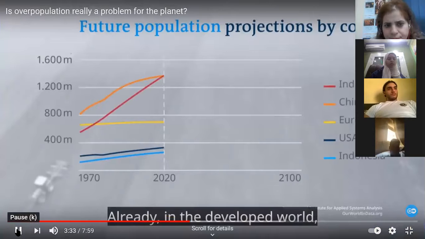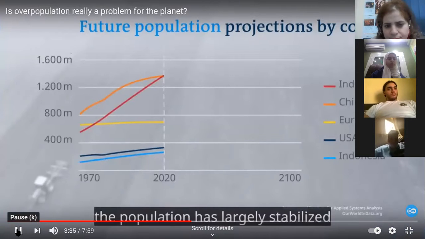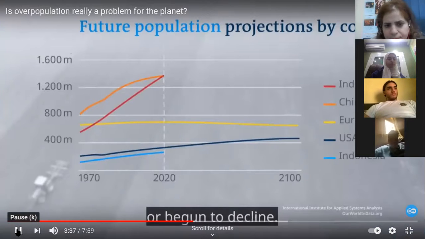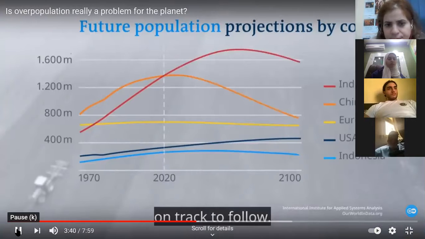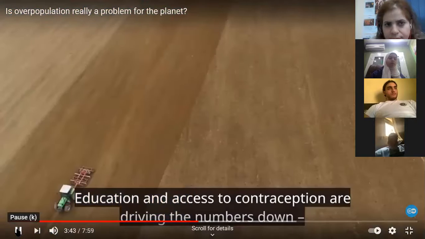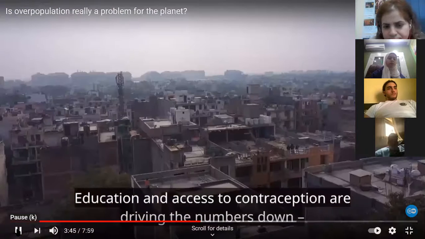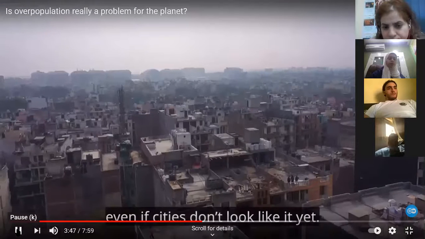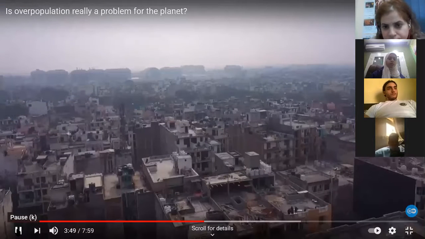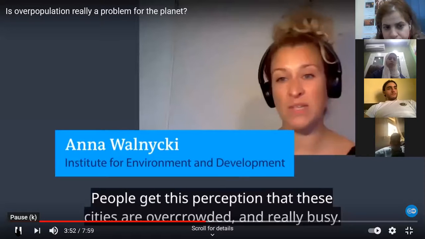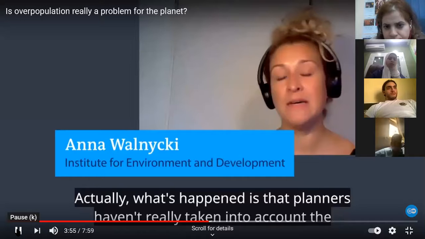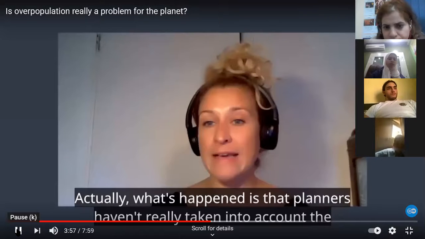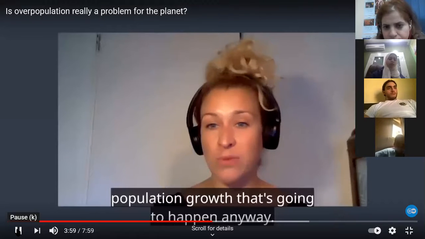Already in the developed world, the population has largely stabilized or begun to decline. And the developing world is on track to follow. Education and access to contraception are driving the numbers down, even if cities don't look like it yet. Then people get this perception that these cities are overcrowded and really busy. Well, actually, what's happened is that planners haven't really taken into account the population growth that's going to happen anyway.